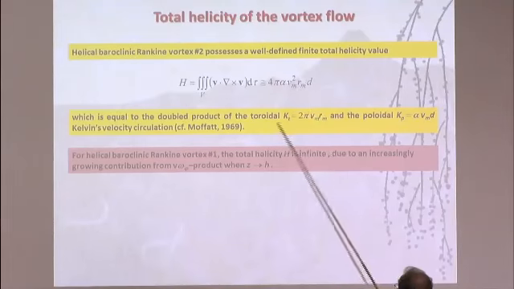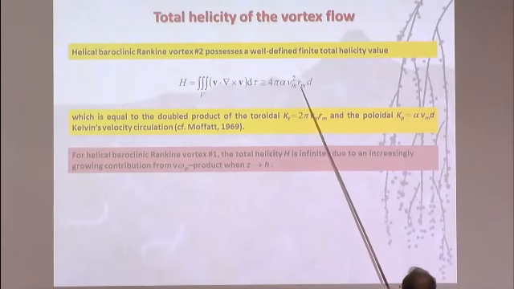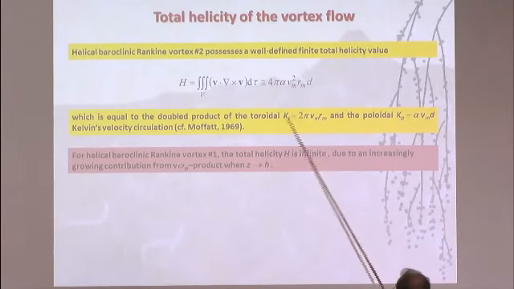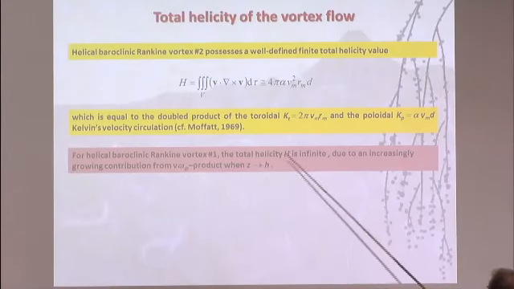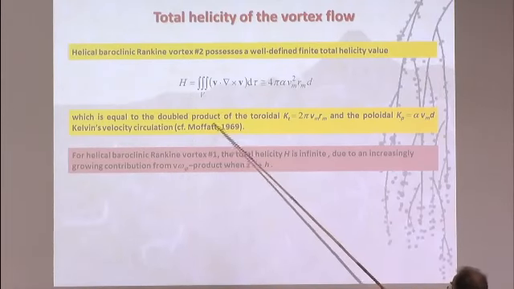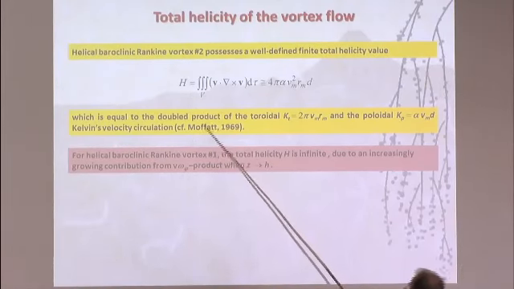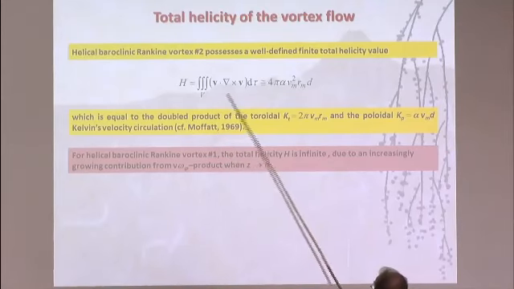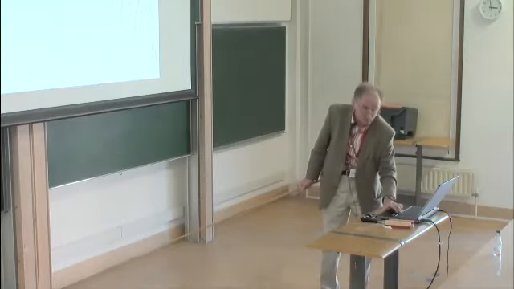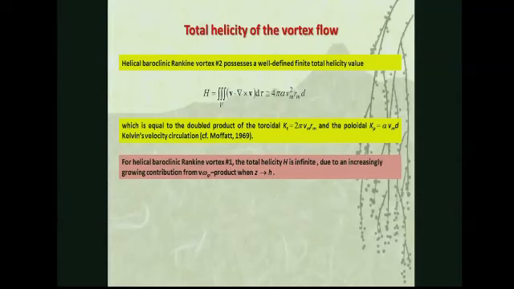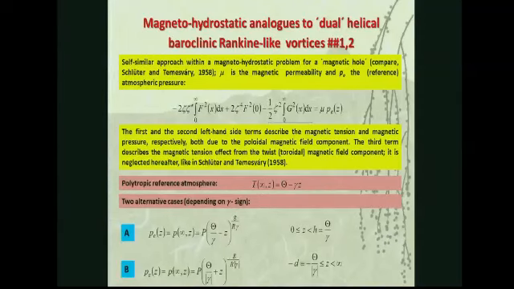The total helicity can be expressed as a product of toroidal and poloidal circulations, in agreement with Moffatt's arguments, so it's also interesting. I have one or two minutes. One minute. And it's interesting.